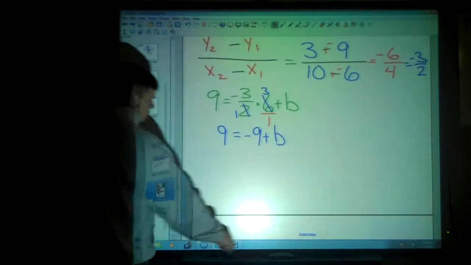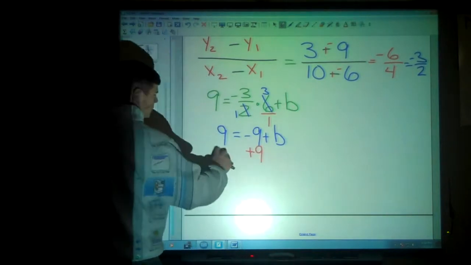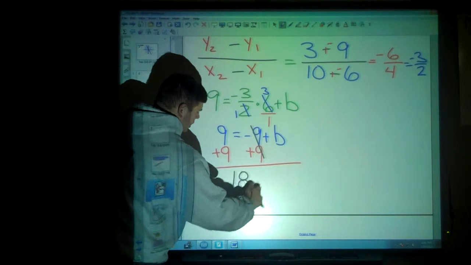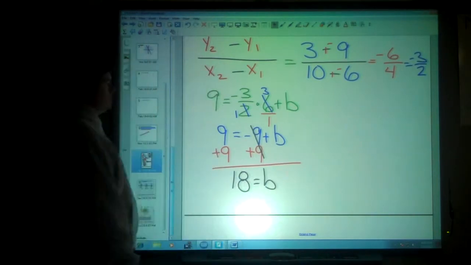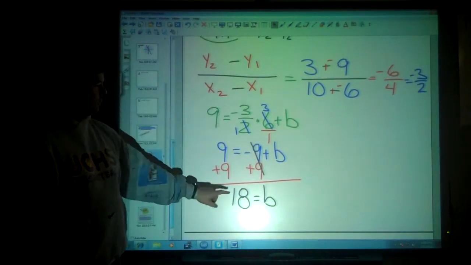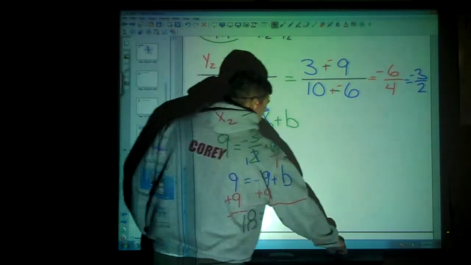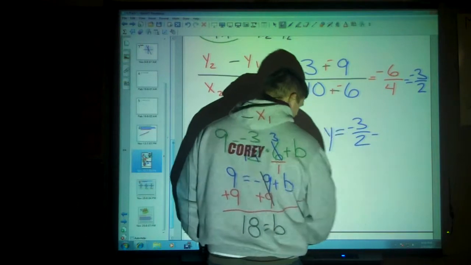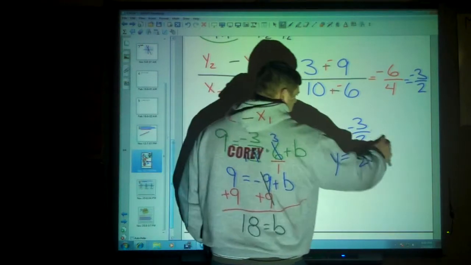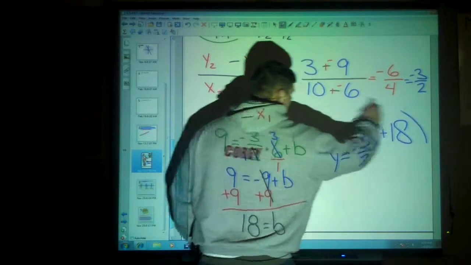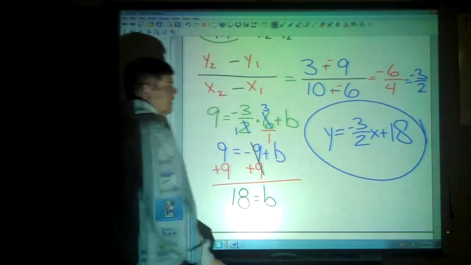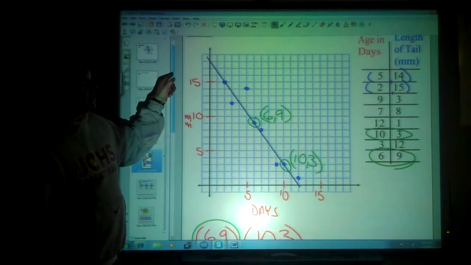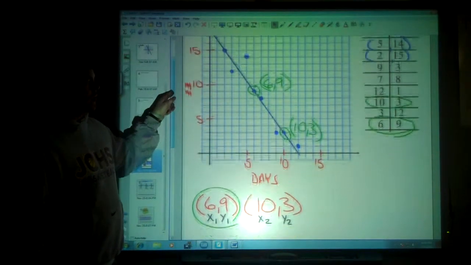So I want to get b alone. Add 9. Add 9. 18 equals b. So now I have a slope and I have a b value. My final equation, y equals negative 3 over 2 x plus 18. And that equation allows me to make predictions about the size of the tail based on the age of the tadpole.